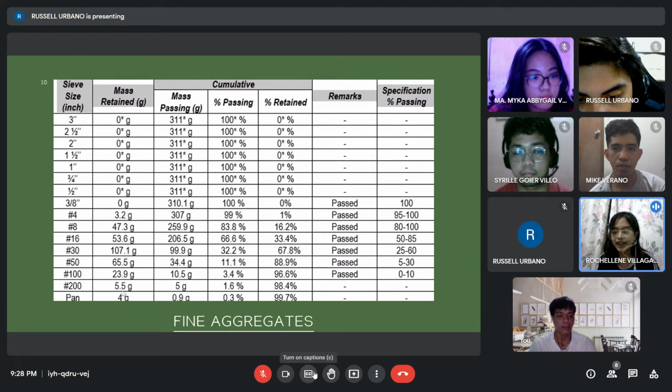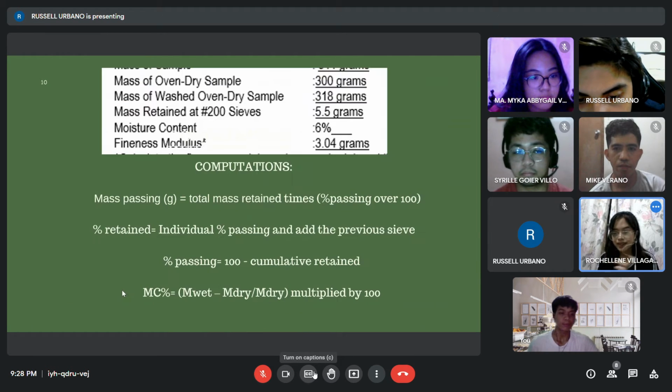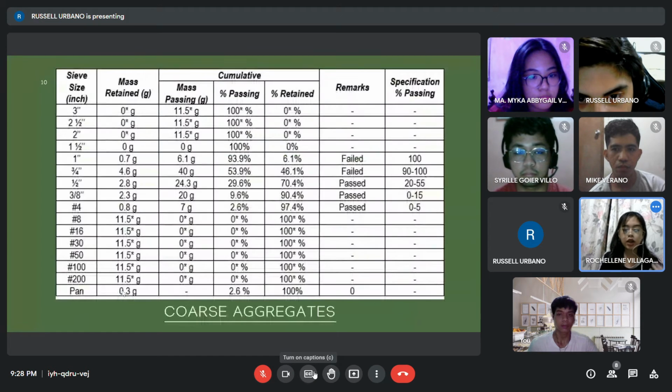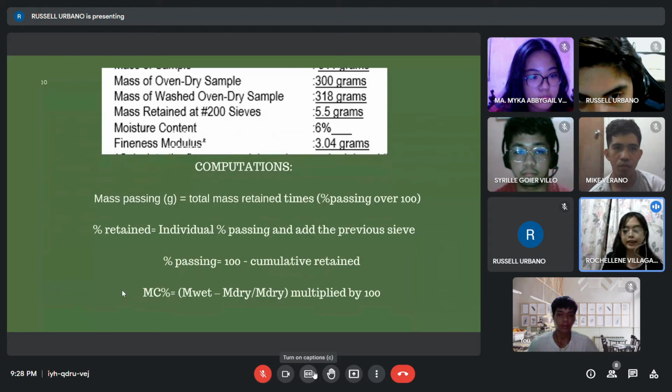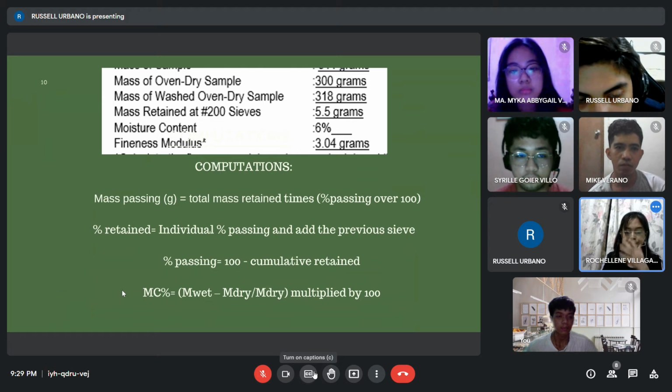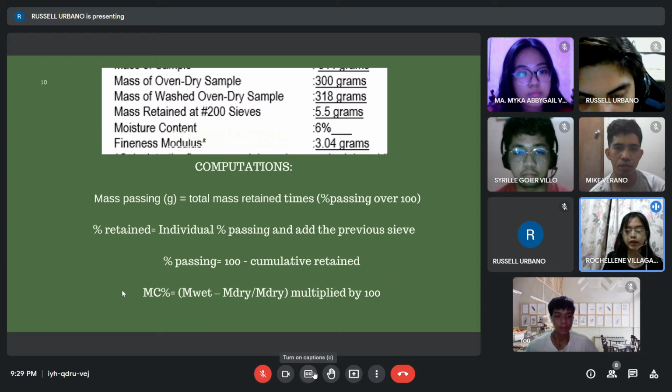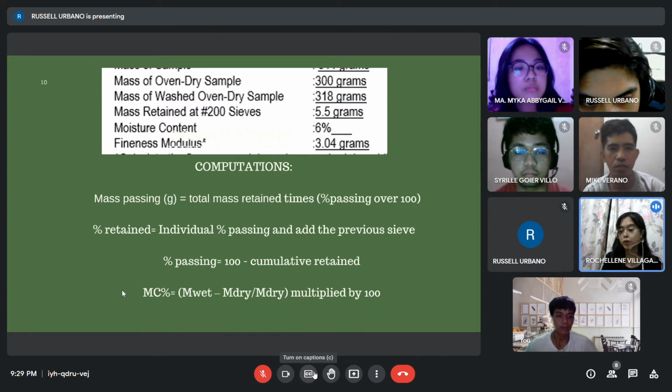On the next slide please. Mass of sample, mass of oven dry sample, mass of wash oven dry sample, mass retained at 200 sieve, moisture content, fineness modulus, and the computation I said earlier to get the data on the table that we've seen already.